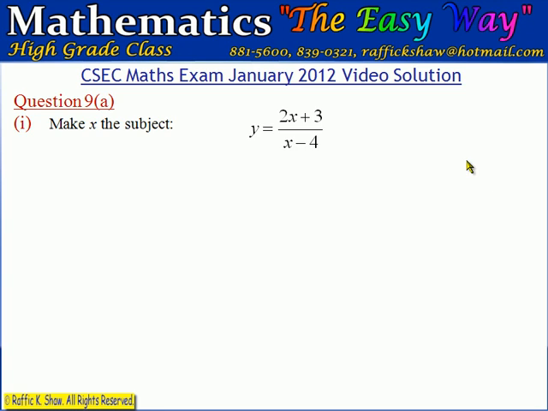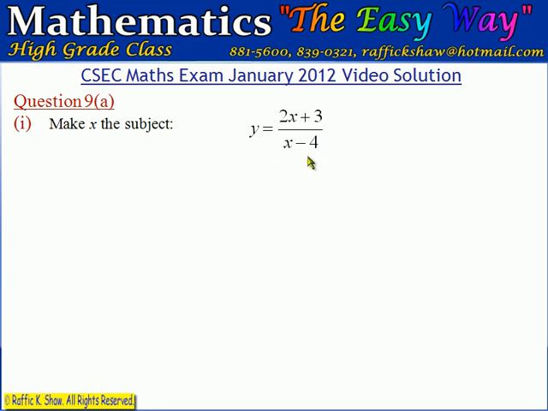We are now at question 9, and we're looking at question 9A part 1, CSEC Maths January 2012 video solution. In this part 1 of question 9A, we're asked to make x the subject of this expression. So basically, we want to transpose this equation to make x the subject. To do that, we need to group the terms in x on the left hand side and then factorize so we can make x the subject.